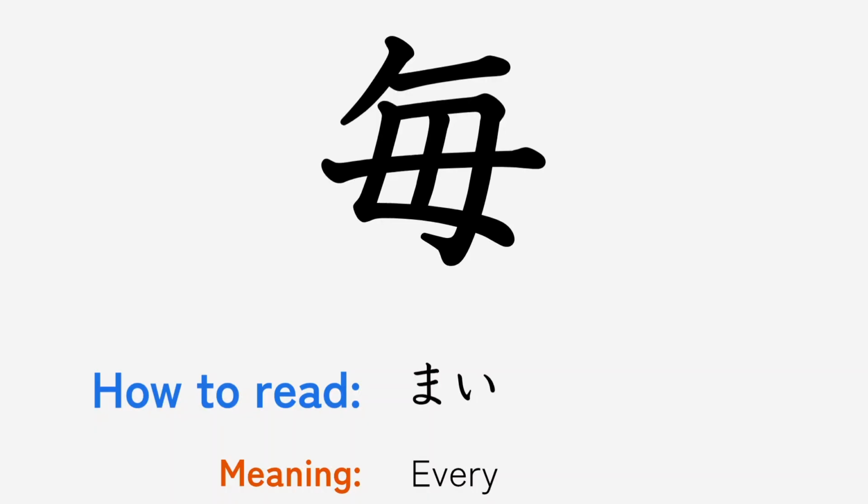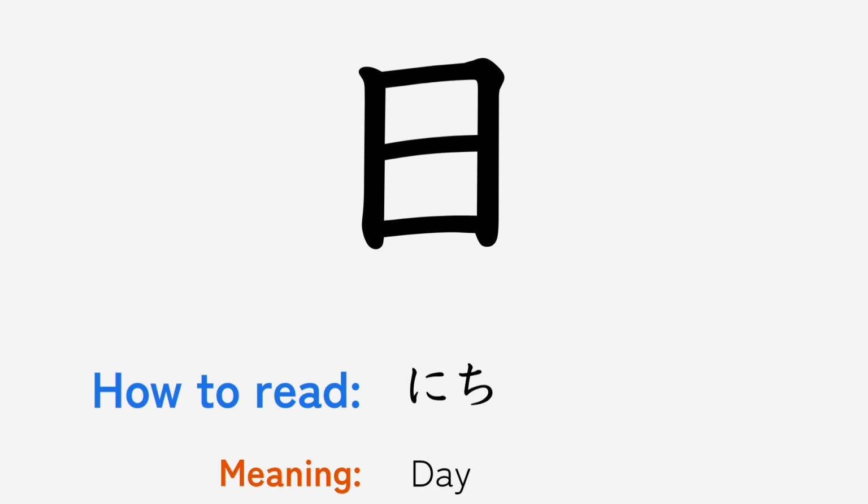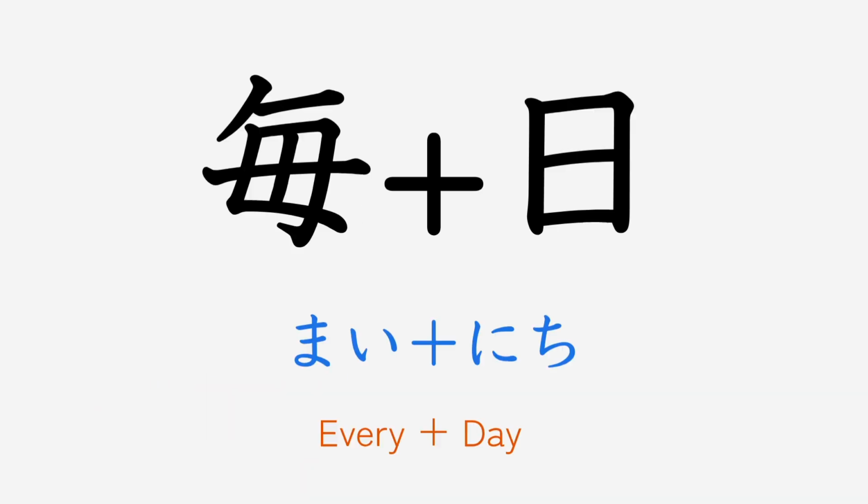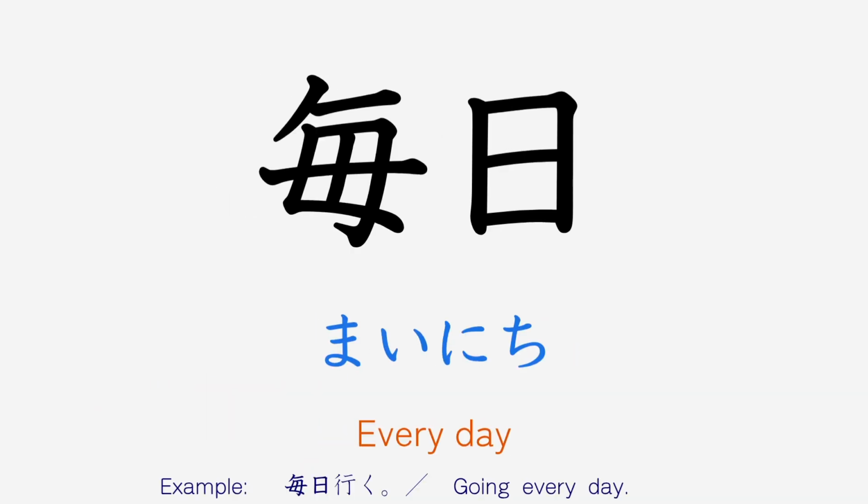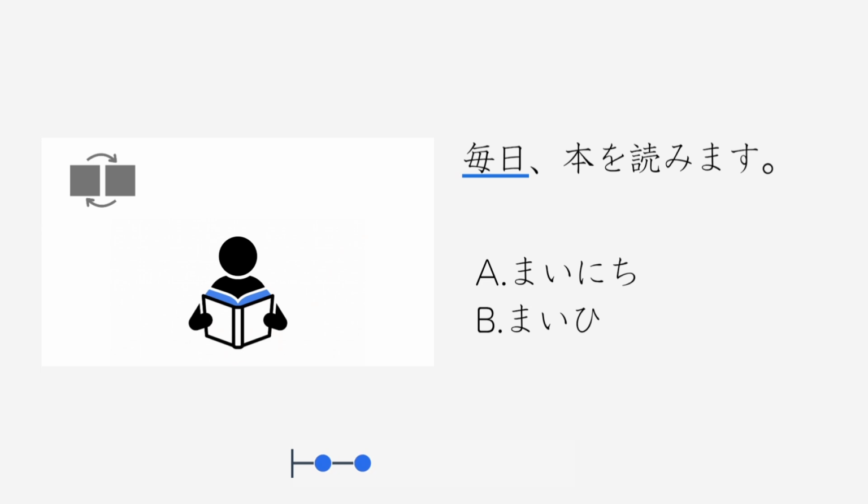毎 means every. 日 means day. Put together, 毎日 means every day. How do you read the underlined kanji? The answer is A.